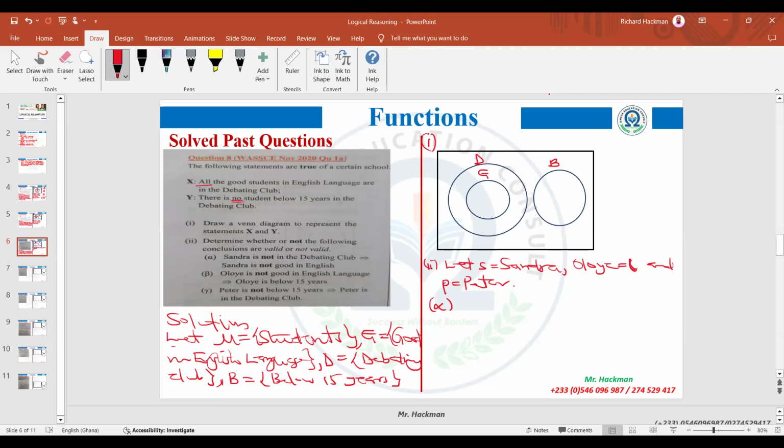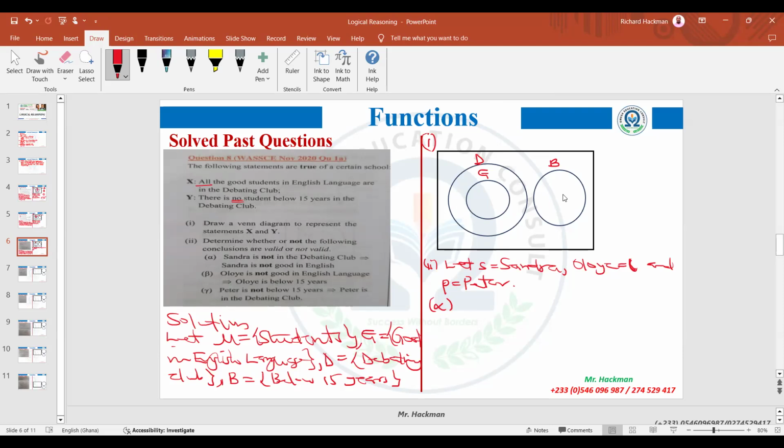What's the statement? Sandra is not in the debating club. So it means Sandra must be outside the circle for D, the debating club. Is that clear? Yes, please. So this is the circle for D. If you are outside, you are here or you are here. Is that clear? Yes, please. Are you sure you are following? Make sure you get it.